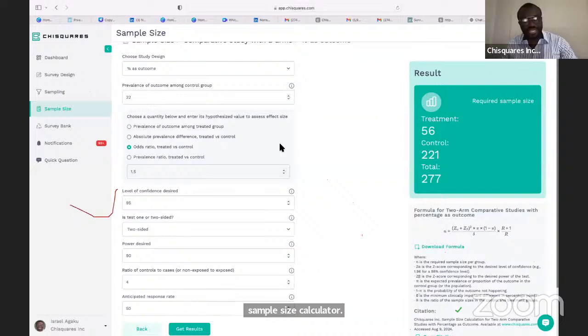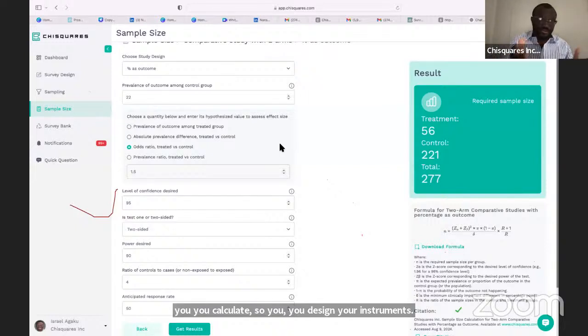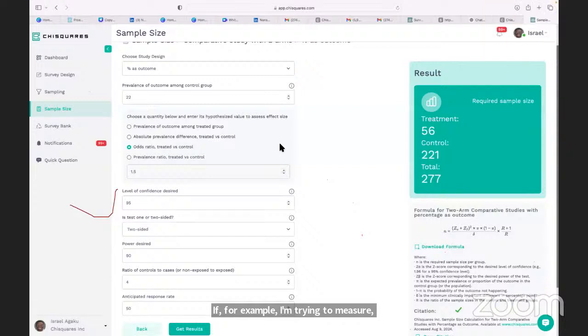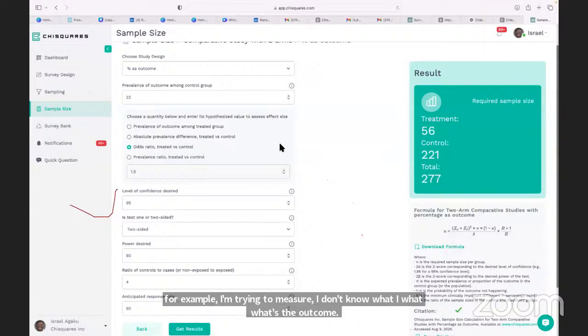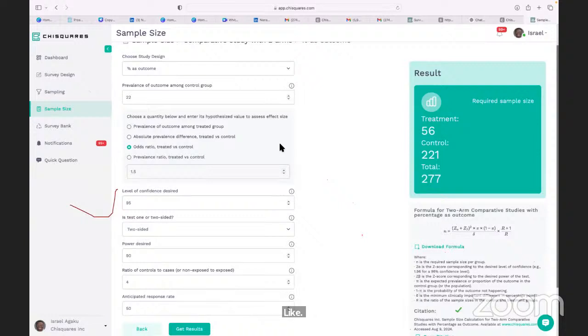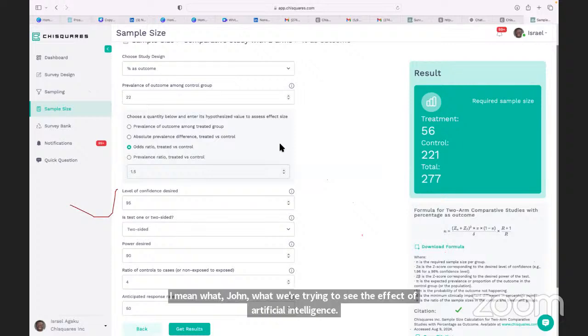So latent variables are not necessarily, the reason why we call them latent is because they are hidden, right? Latent variables are not observed. So you design your instruments. If, for example, I'm trying to measure, I don't know, what's your outcome? How do you mean, sir? We're trying to see the effect of artificial intelligence mediating emotional intelligence in engineering management.